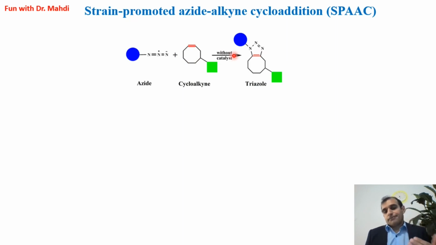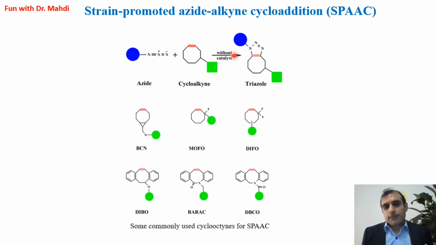I mean, we don't use copper in this type of click chemistry reaction. And also, this reaction is very, very fast. Then when we use cycloalkyne instead of linear alkyne, we don't need to use copper. I mean, we don't need to use catalyst.